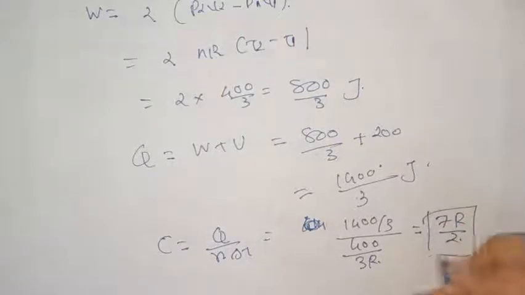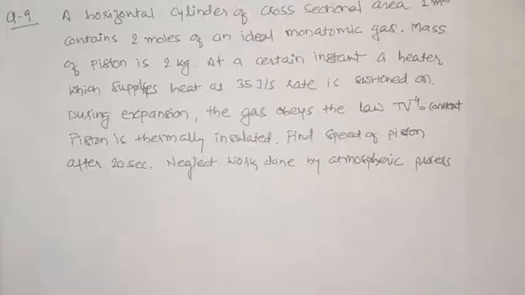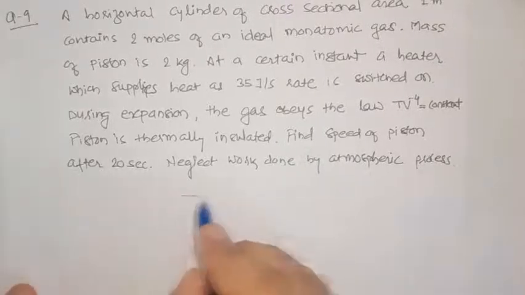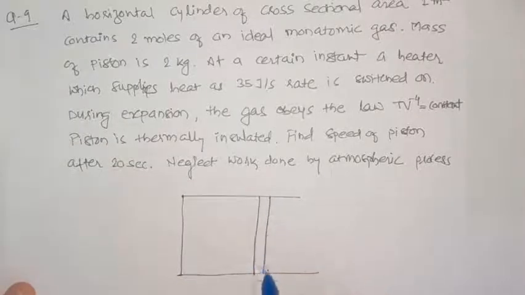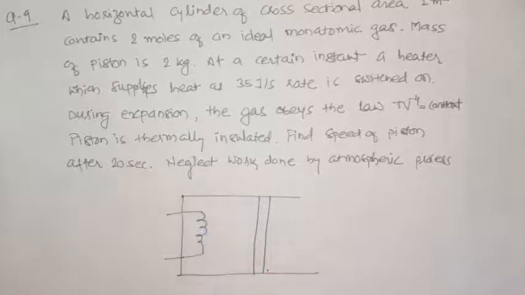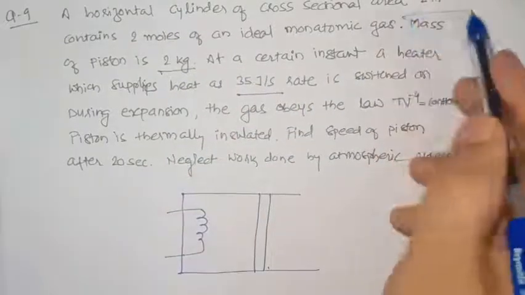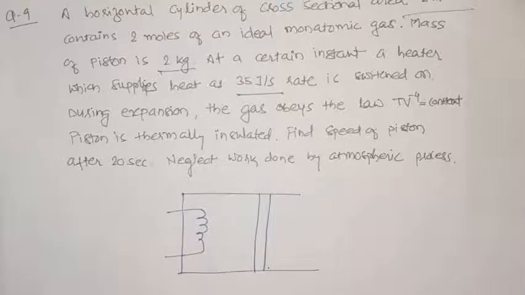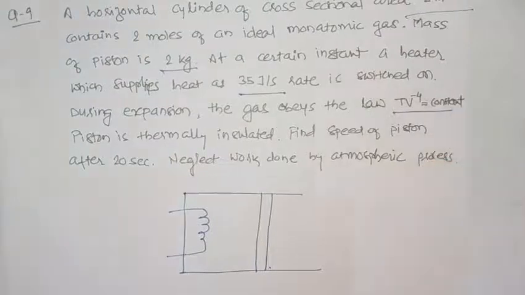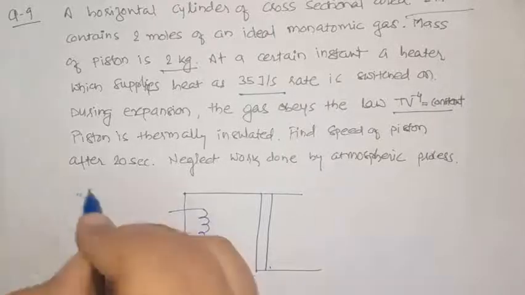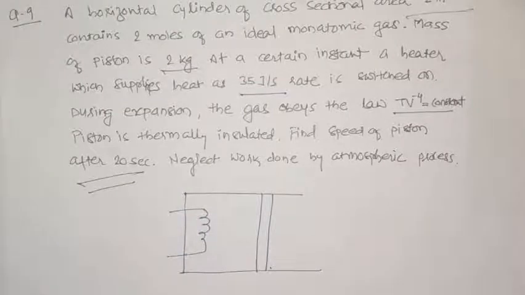In this example, a horizontal cylinder of cross-sectional area 1 meter square contains 2 moles of an ideal monoatomic gas. Mass of the piston is 2 kg. At a certain instant, a heater which supplies heat at the rate of 35 joule per second is switched on. During expansion, the gas obeys the law TV power minus 4 is equal to constant. The piston is thermally insulated. We want to find the speed of the piston after 20 seconds.